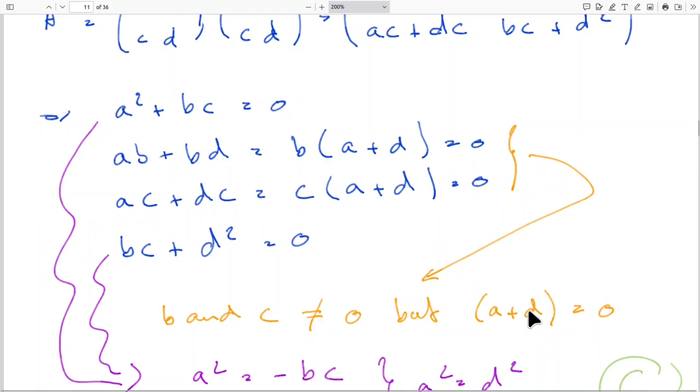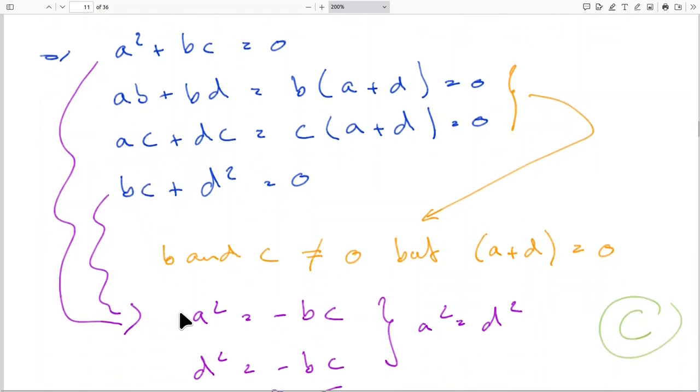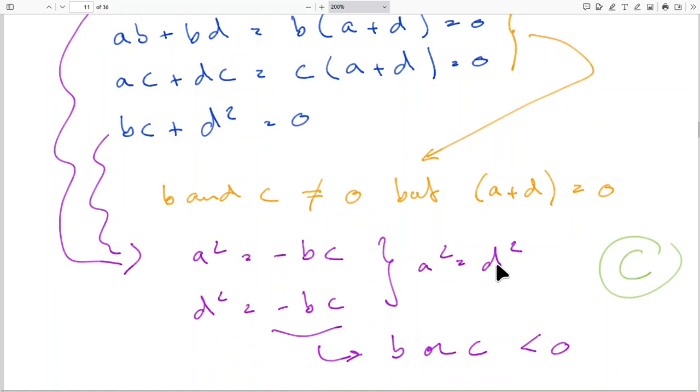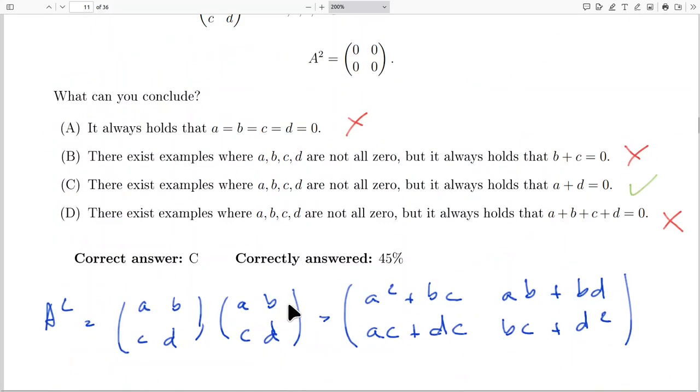And from these two, you can see that you can rewrite that A squared is minus BC and D squared is minus BC. So A squared is D squared, and since squares are positive, that means that B or C has to be negative, one of the two, not both. So it's answer C.